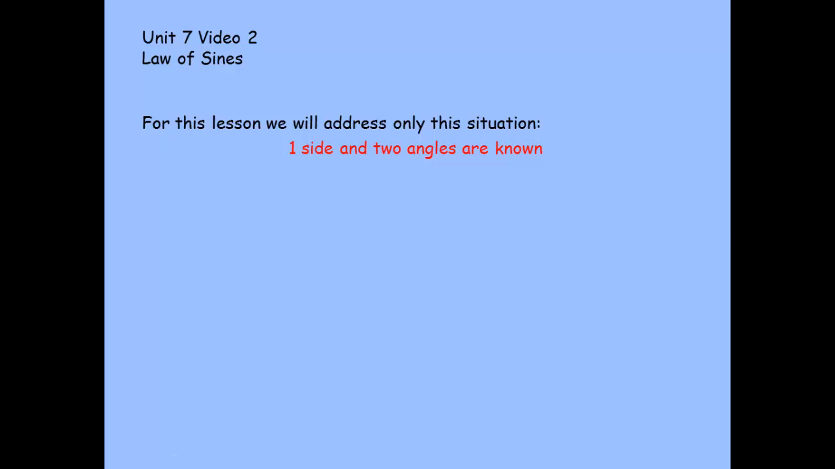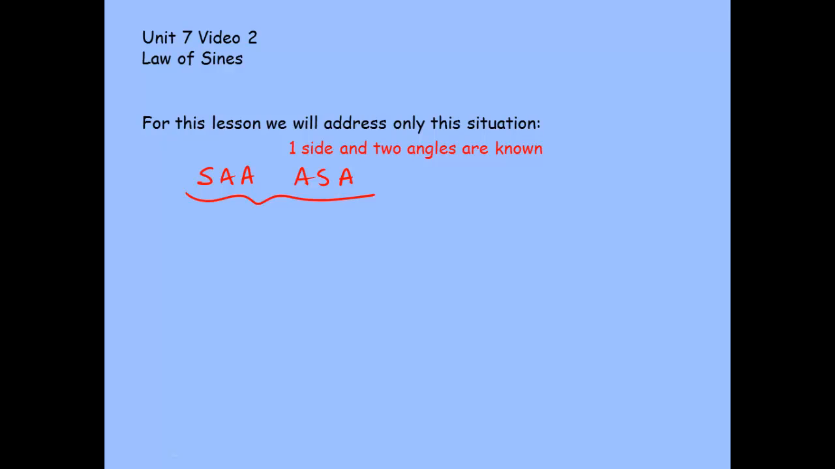So for this lesson, we will only address this situation: one side and two angles are known. So here we are working with one side and two angles, or two angles with the side in between them. That's really just for you to decide which law to use, nothing more than that. So side angle angle or an angle side angle. So what is the law of sines that I'm speaking of?